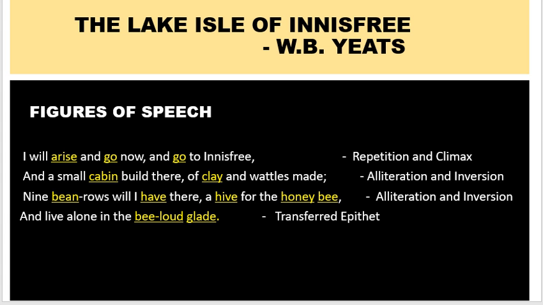Let's try to identify figures of speech. In the first line, we can see that the word go is repeated, so it is repetition. Another figure of speech, climax, also is seen here. We can see this line. The poet says, I will rise and go now. So here we can see that two actions take place in sequence. First, arise and then go. And that's why it is called climax.